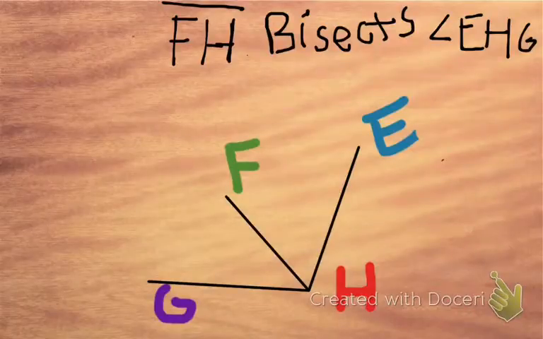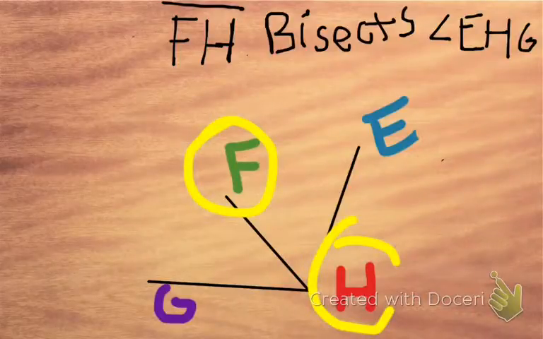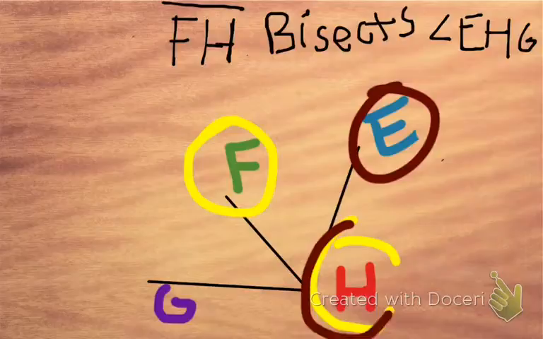So, the first thing that our example problem states is that line segment FH bisects angle EHG. So here's line segment FH, and here is angle EHG.